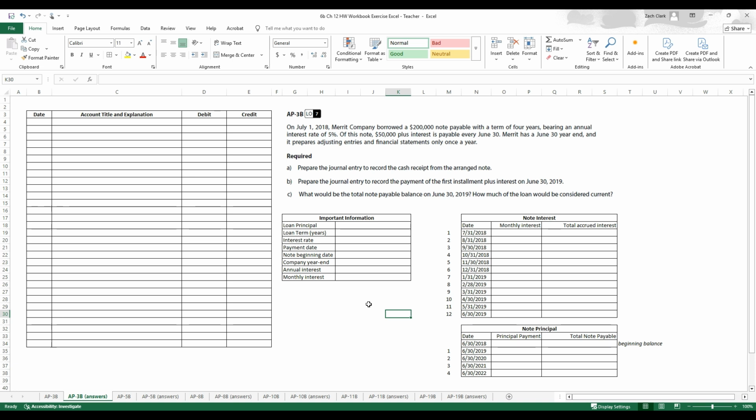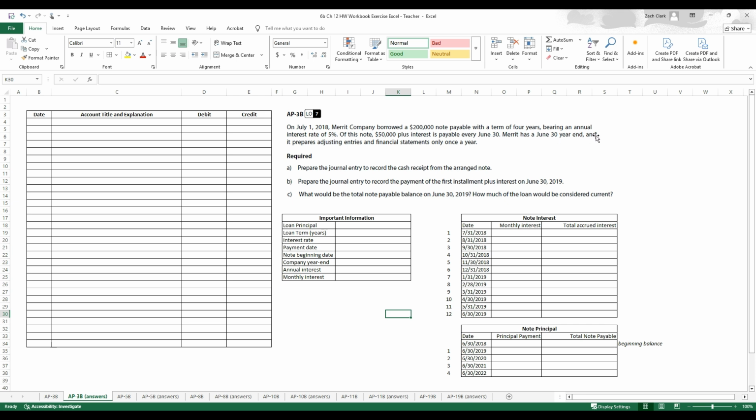So this tells us that on July 1st, 2018, this company, Merit Company, borrowed a $200,000 note payable with a term of 4 years, annual interest rate of 5%, and $50,000 plus interest is payable every June 30th. And we borrowed it on July 1st. So essentially it's going to be exactly 1 year later, basically up to the last day before the next July 1st, that a payment will be made.